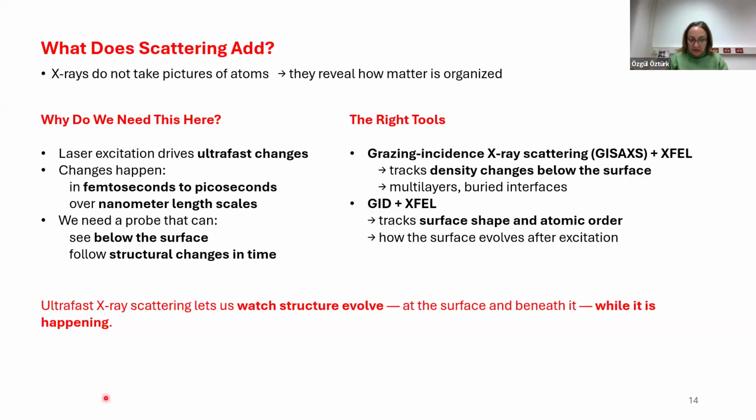Therefore, in summary, I can say, when you have a sample and when you pump your sample, which means when you shine your sample with an ultrafast optical laser, and when you use X-ray scattering to probe this, we can watch the structure evolving while it is happening at the surface and at the interfaces.